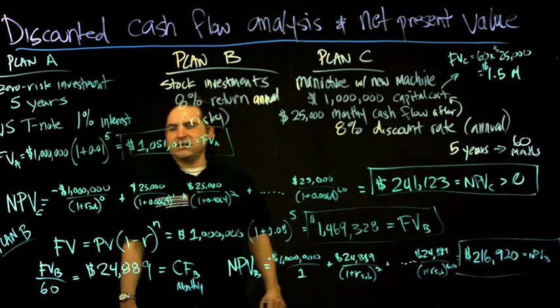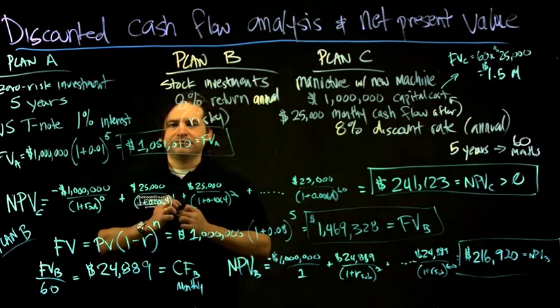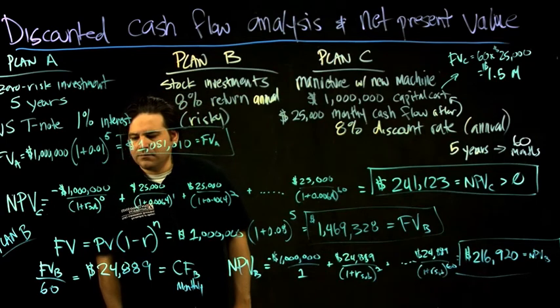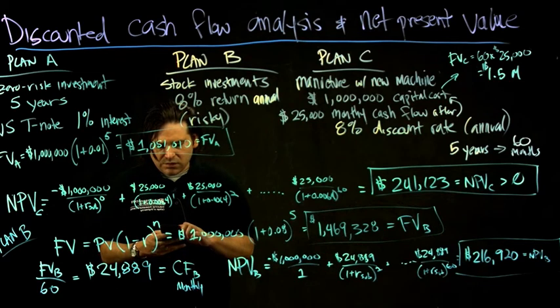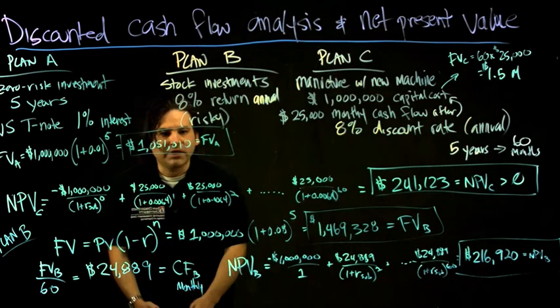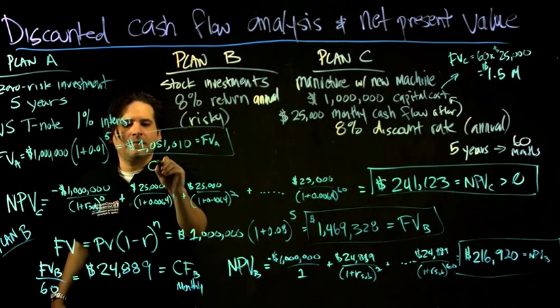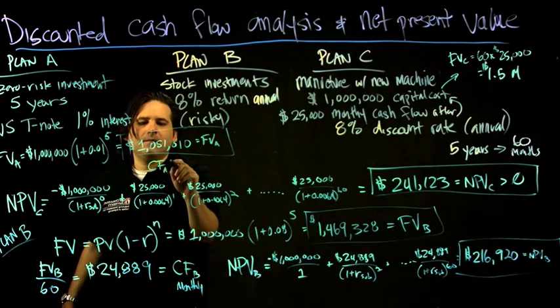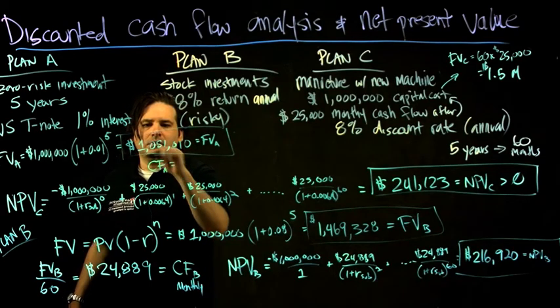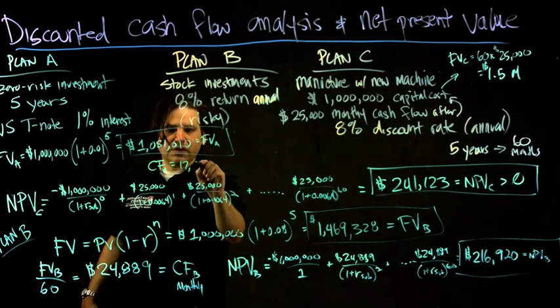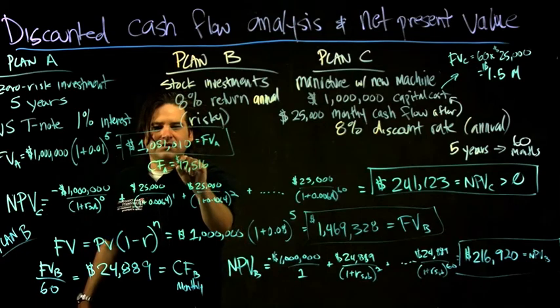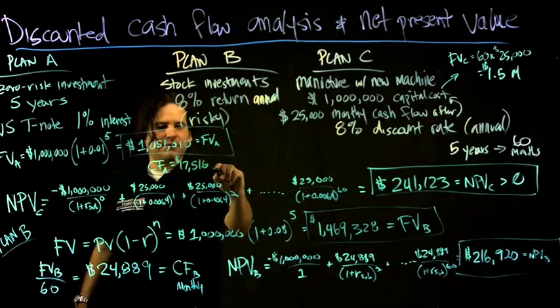But the question is, if you were to divide this by 60, 1.051 million divided by 60. So that would be the cash flow of A. Is that right? Yeah, cash flow of A of $17,516 per month, if we're assuming monthly.